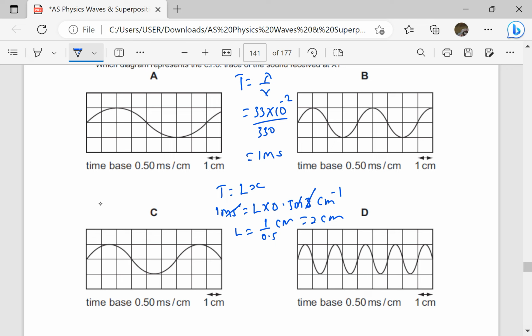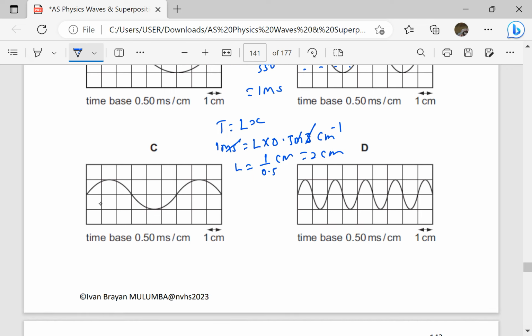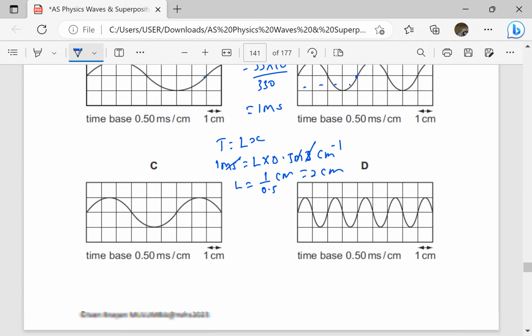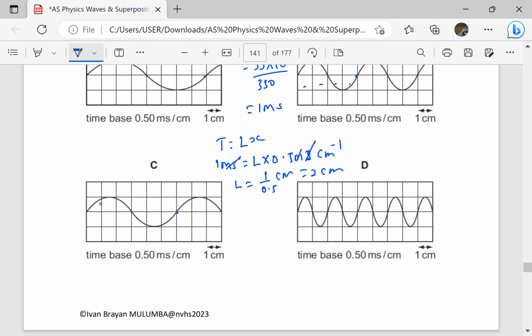So let's check. Here one cycle is taking more than 2 centimeters. This one is taking 1, 2, 3, 4 centimeters. So these two are already wrong because one cycle is taking more than 2 centimeters. Here, one cycle is taking more than 2 centimeters. And here we see one cycle is taking 1, 2 centimeters. So the answer is going to be D.